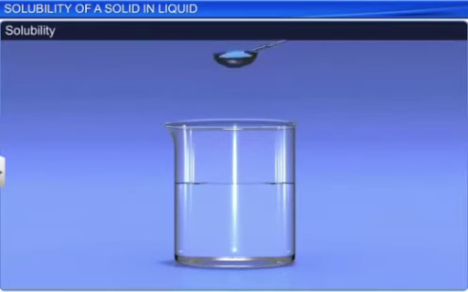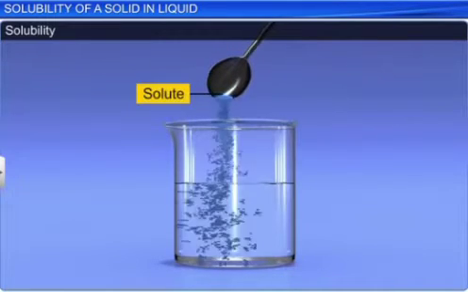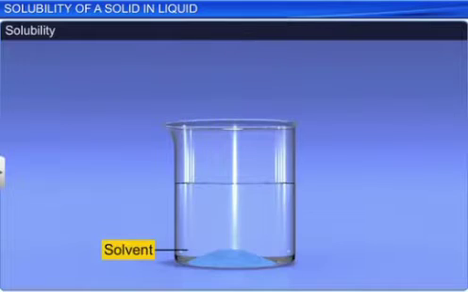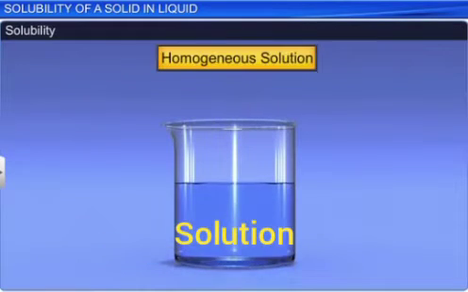Solubility is the property of a solute to dissolve in a solvent to form a homogeneous solution. Solubility is defined as the maximum amount of solute that can be dissolved in a specified amount of solvent at a specific temperature.